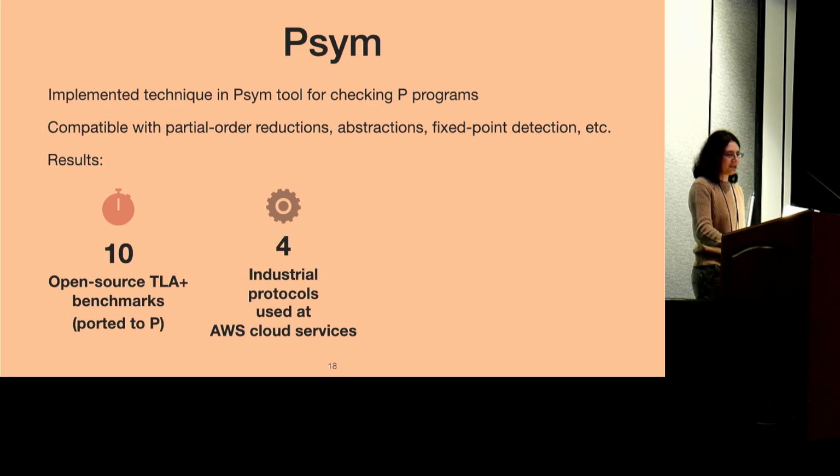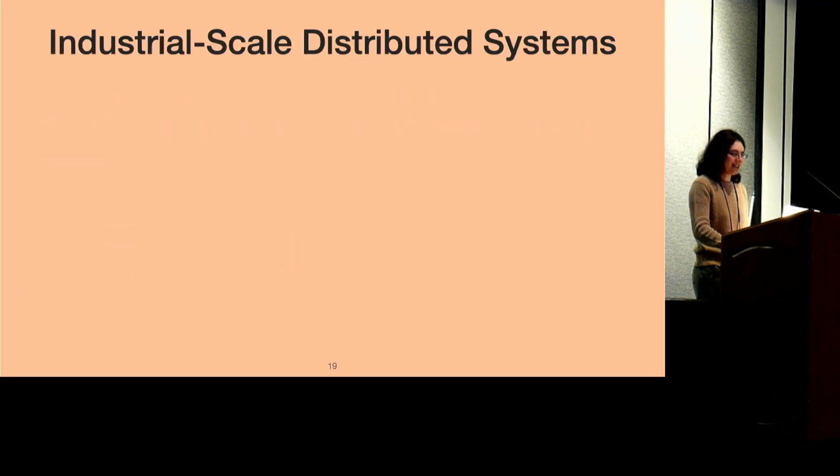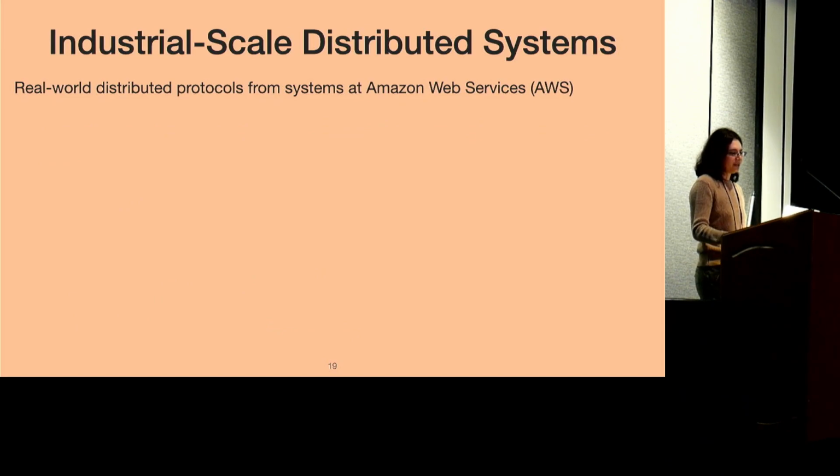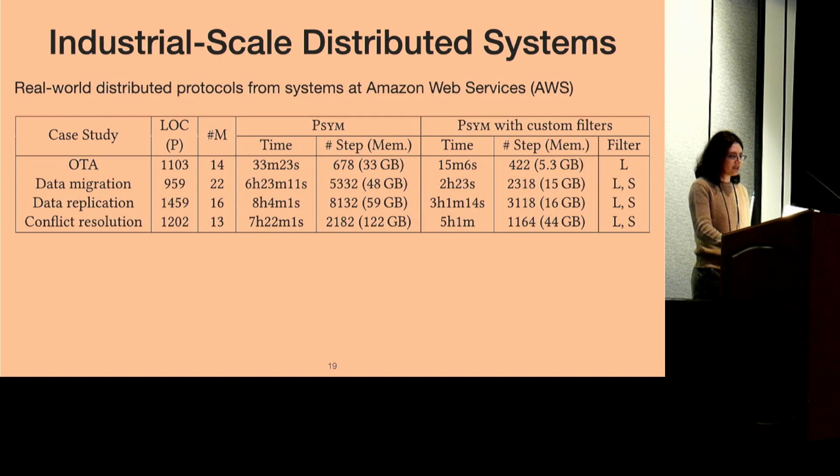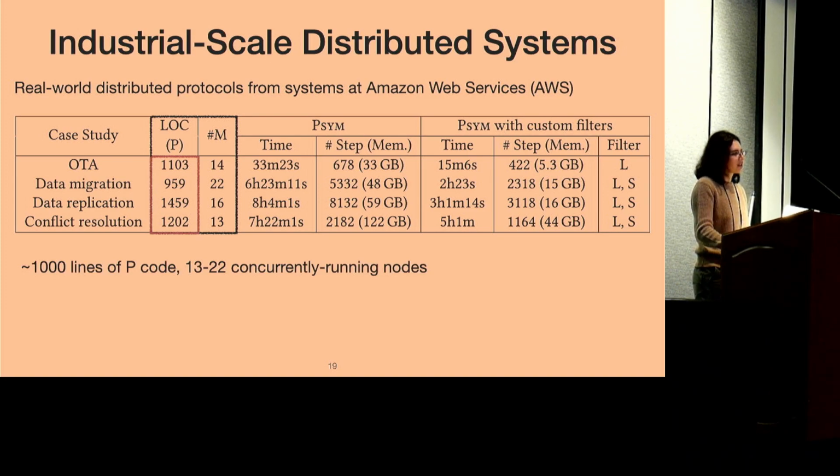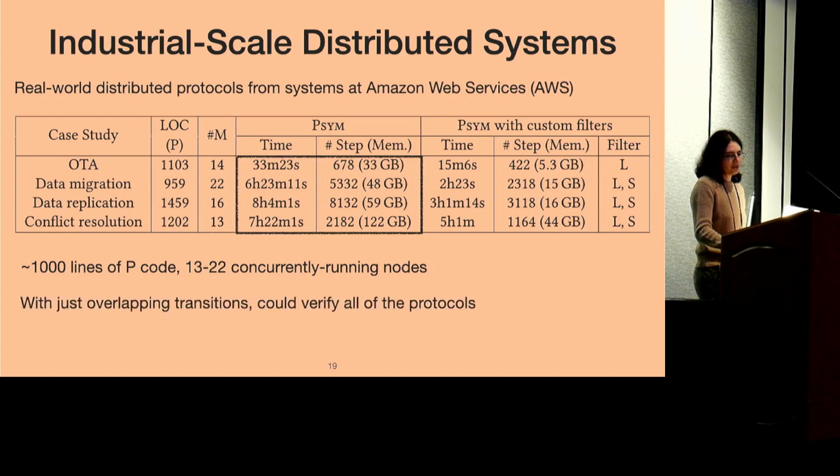So now let's look at the results that we got when we tried to apply Psym to real-world distributed protocols. When we applied Psym to distributed protocols used at Amazon Web Services, we got these results. To give you an idea of the scale of these, we can see that there are about 1,000 lines of P code and from 13 to 22 concurrently running nodes. And just using Psym, we were able to verify all of these protocols.